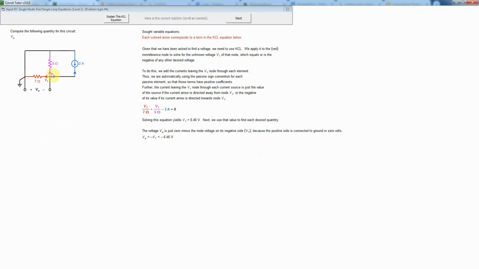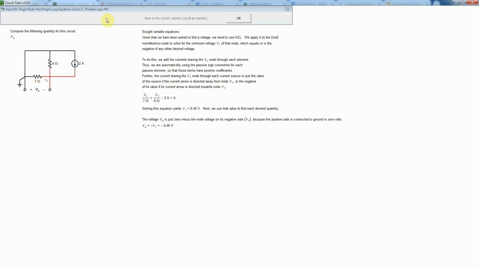And once again, we can get a detailed solution. In this case, it's showing you the currents leaving that node as these little colored arrows, and then it's color coding each term in the equation to match. So you see the red term is the current leaving through the 7 ohm, magenta is through the 6 ohm, and the blue is current leaving through the 2 amp source. And this explains this in more detail. And also there was an option there to get a detailed explanation of that. That button's gone now, but it was there.